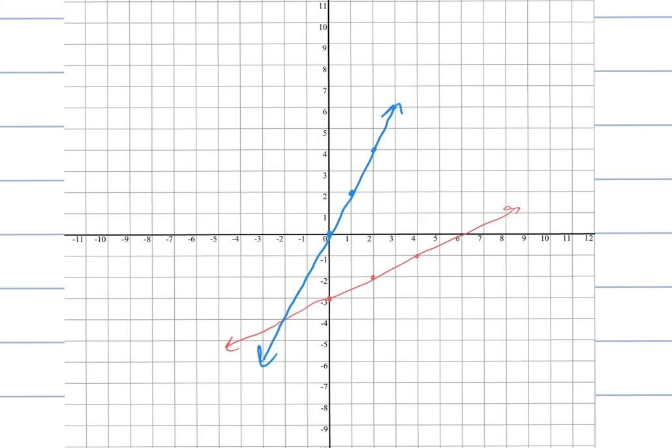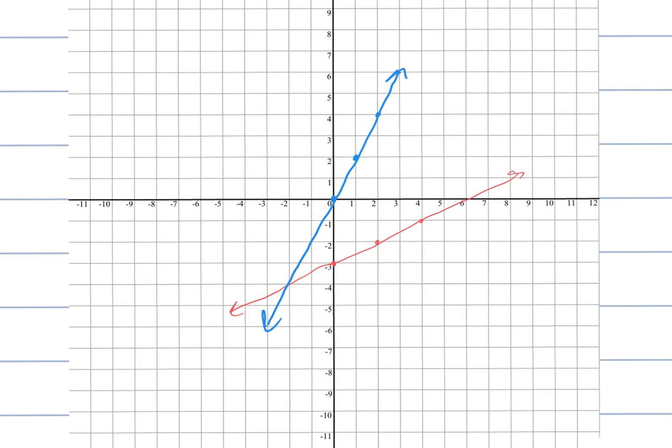Sophia? -2 comma -4. So my answer is x equals -2. Okay? Now let's go ahead and solve that the normal way, what we would do normally, and let's see if we get the same result.